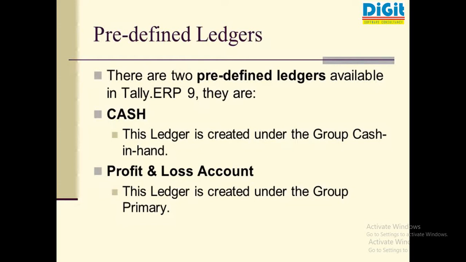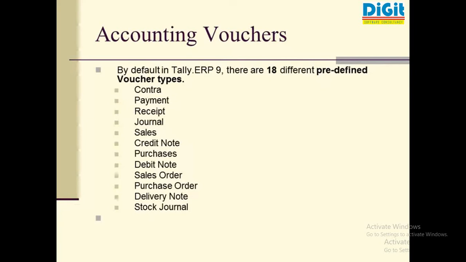And for every business, they will also calculate their profit and loss, so this profit and loss account is also required. So these 2 ledgers they have given here, predefined. So the rest of the ledgers, whatever we have to create, we will have to create only using those 28 ledger groups. Okay, the next is accounting vouchers.